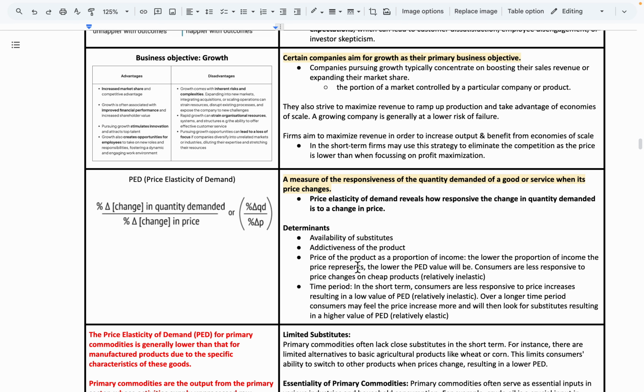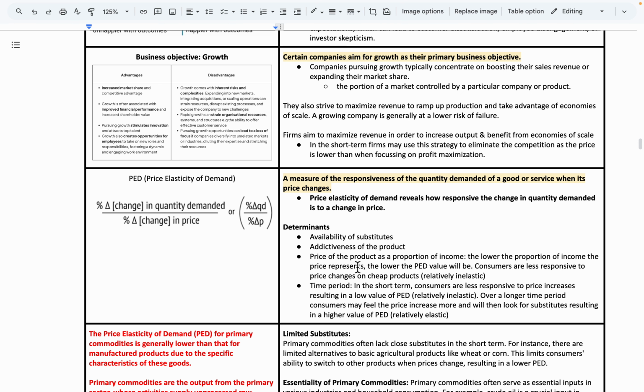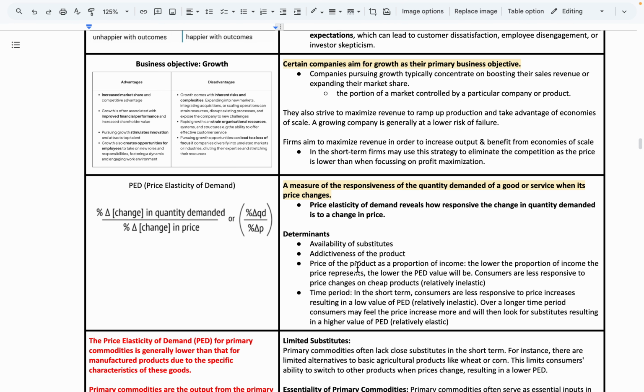And the last one I have here is business objective, so growth. Certain companies aim for growth as their primary business objective. Growth is basically done by maximizing your profits and stuff, but it's also boosting your sales revenue and expanding your market share. Market share is a portion of a market controlled by a particular company or product. Okay.